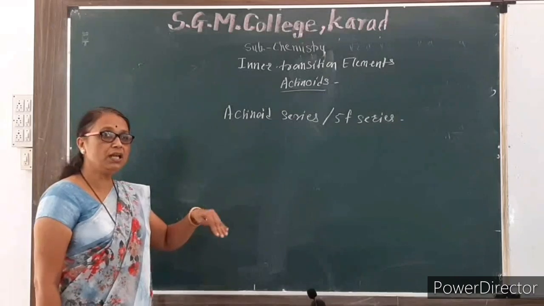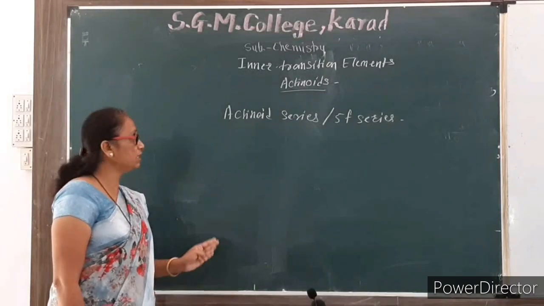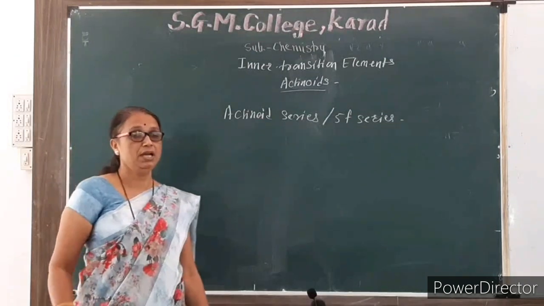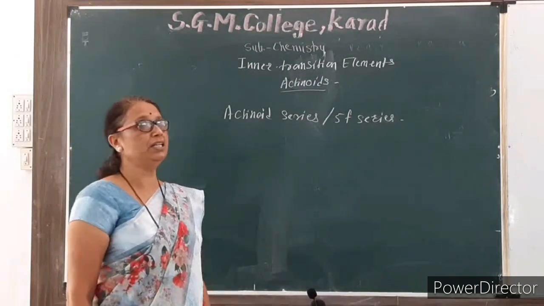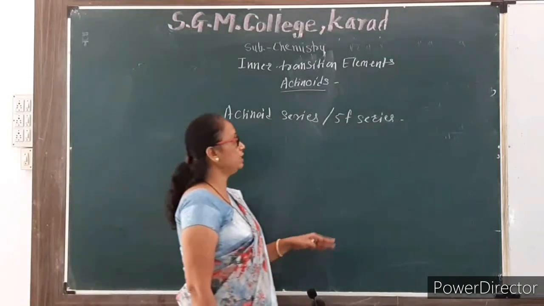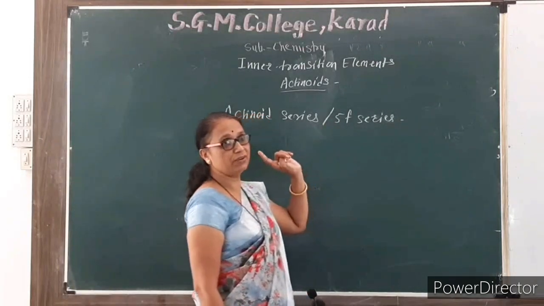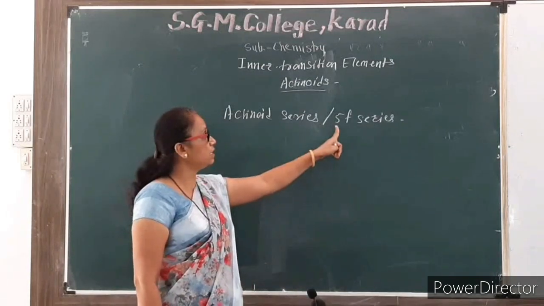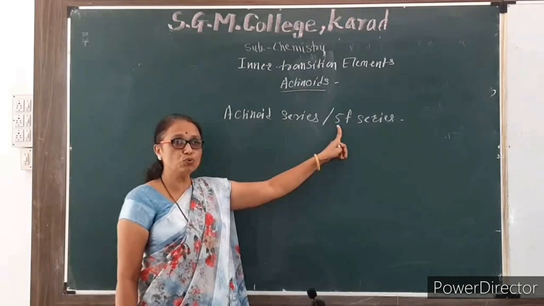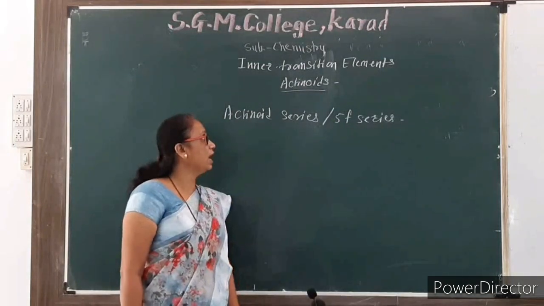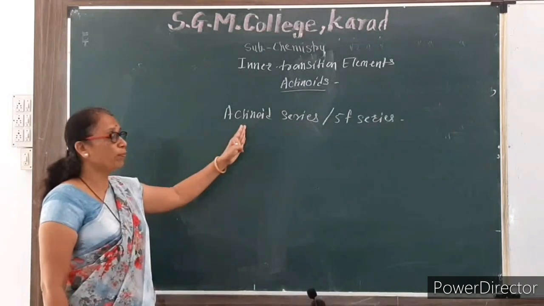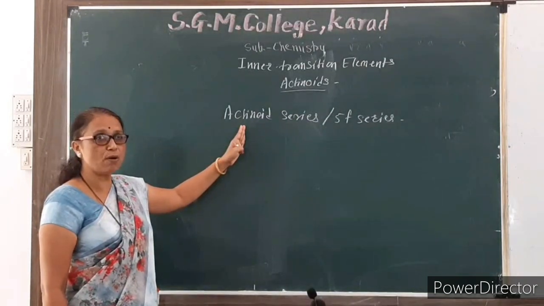Series of 14 elements after actinium means in the actinoid series actinium is not included. Elements after actinium are called the actinoid series. In these elements, the last or differentiating electron enters the 5f orbital, that is the n-2 orbital, and hence it is also called the 5f series. Why is it called the actinoid series?